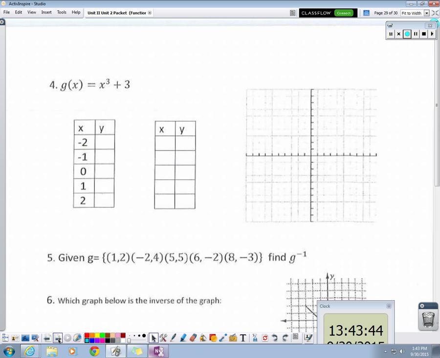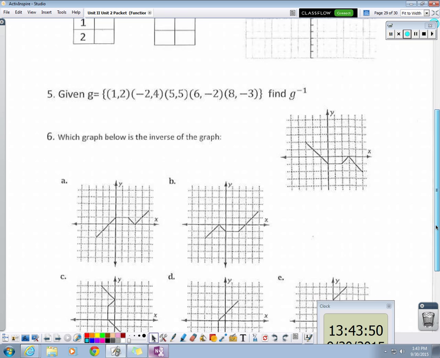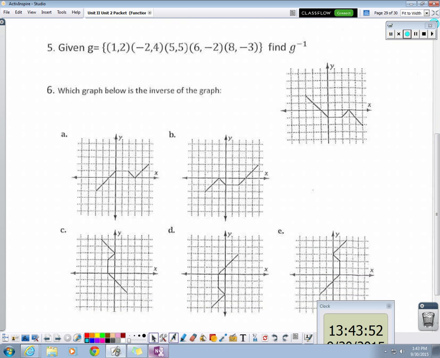Okay, go to the next page. We're going to skip number 4 for just a second. Let's go to number 5. We'll go back to it. Alright, number 5 says, given g equals the following ordered pairs, find g to the negative 1.